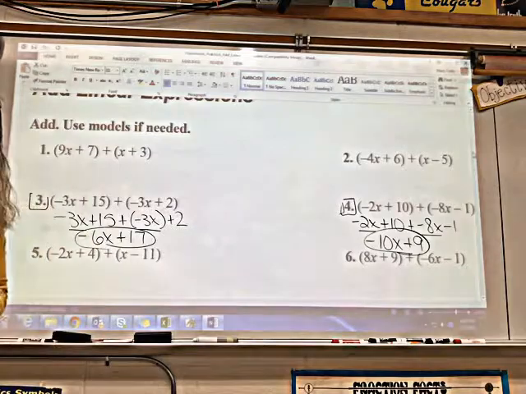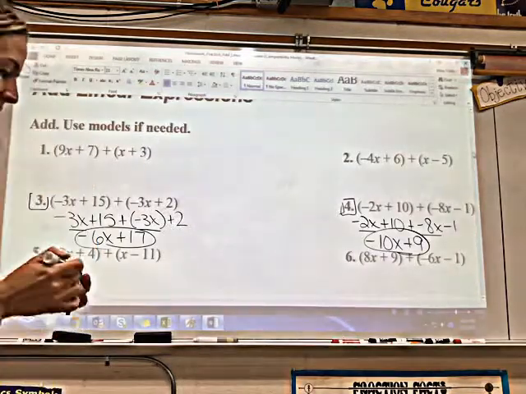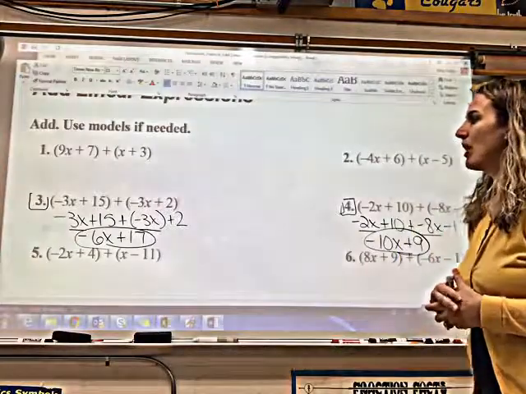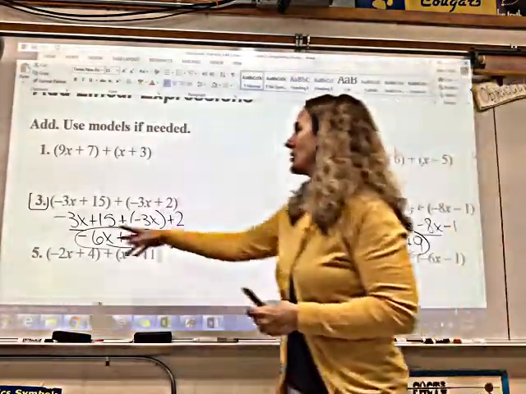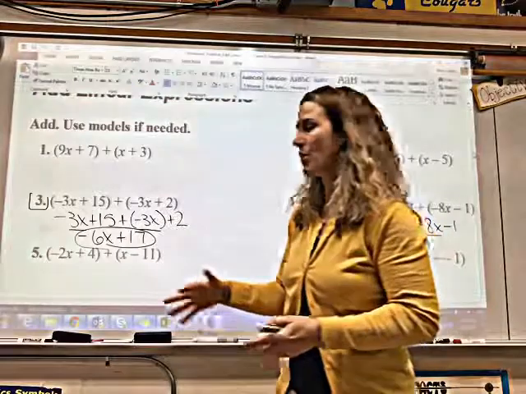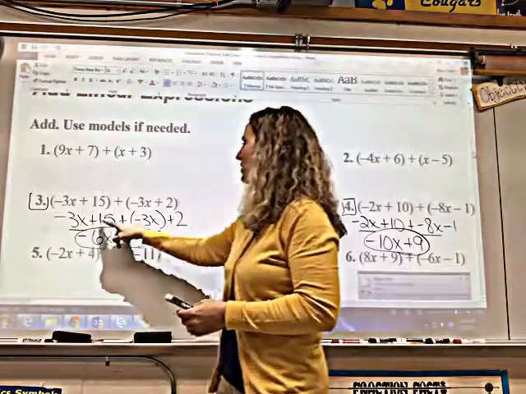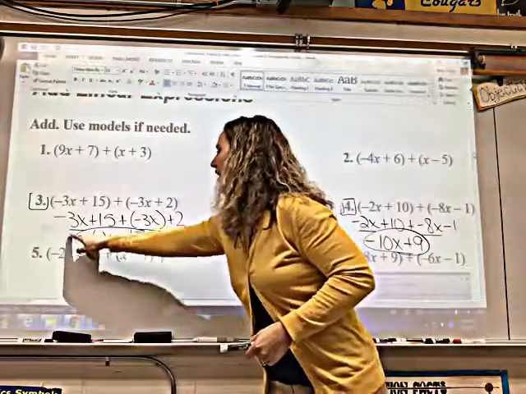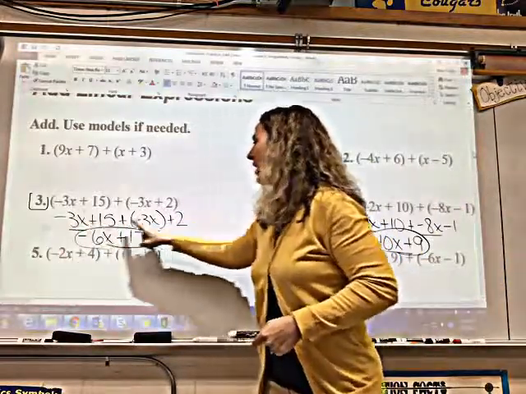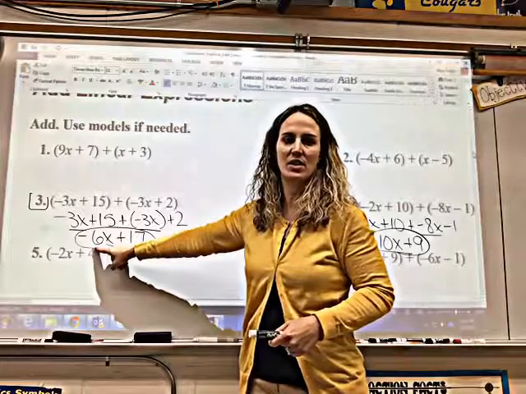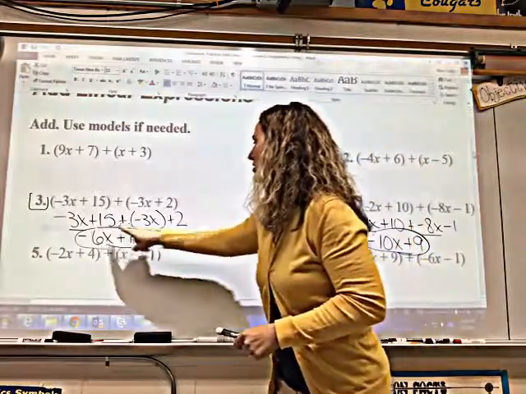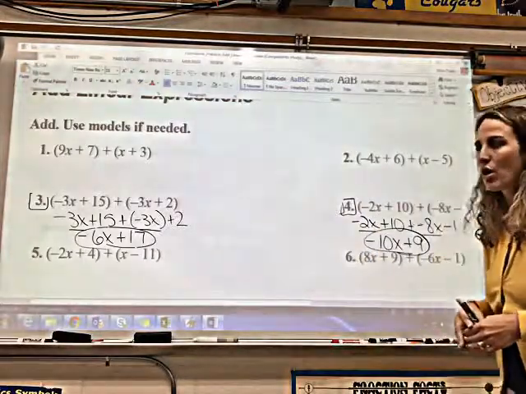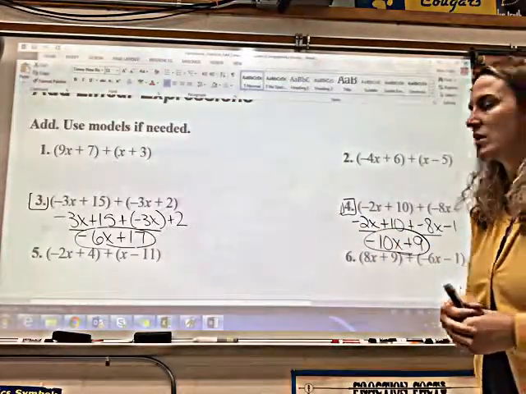All right, as we take a look at the 2 examples that I had asked you to work with, the first one, number 3, we had negative 3x plus 15 plus negative 3x plus 2. So what I did was rewrite it without the parentheses. So I have negative 3x plus 15 plus negative 3x plus 2. I've underlined my x's, so I'm thinking 3 negatives plus another 3 negatives would be 6 negatives. And then I have plus 15 and plus 2. 15 plus 2 would give me 17. So my overall answer is negative 6x plus 17.